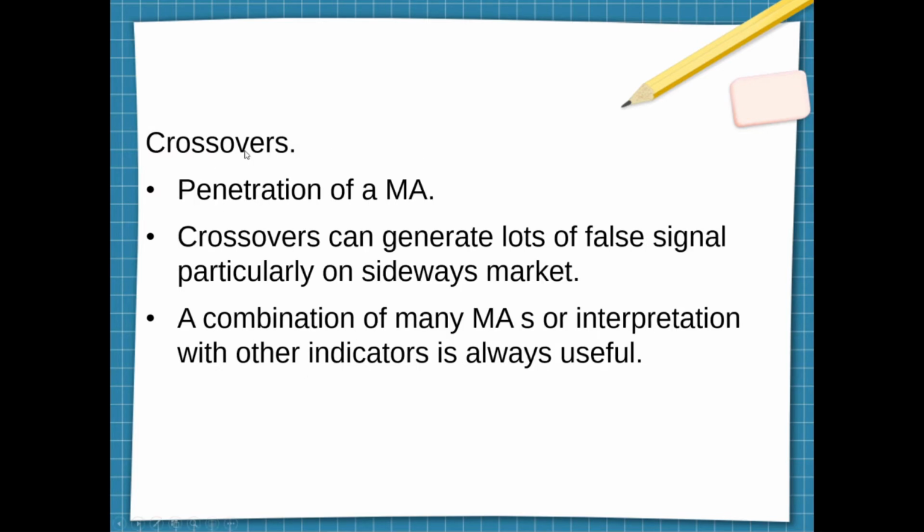Now, crossovers. I should say crossovers and crossunders. That's what I should place here. A crossover is when the prices, the candles, go over a certain moving average. A crossunder is when the price is going under it. Now, the presentation of a moving average going up, I should say that.